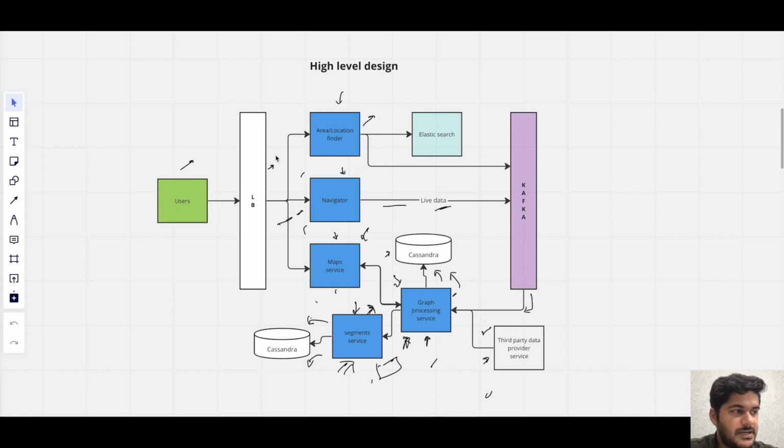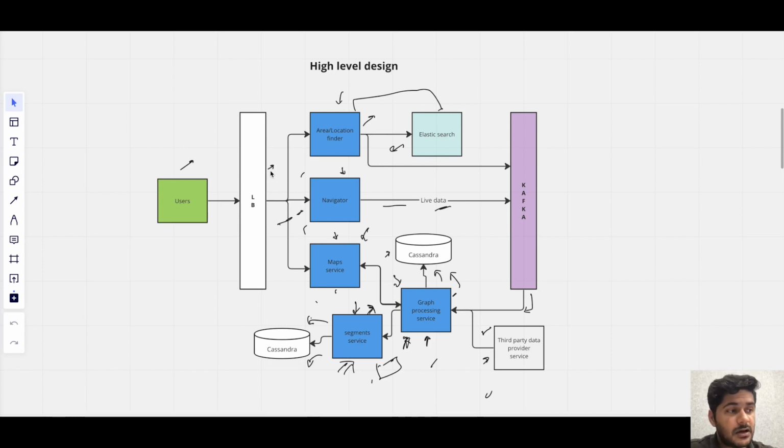So first, the user will give a text input for the destination, and when it is typing we can use our autocomplete, and for that we can leverage our Elasticsearch to give that text address when they are typing, right? And ultimately the combination of these two, Elasticsearch and our location finder service, will convert that text and the input from the app to latitude and longitude of that particular address.